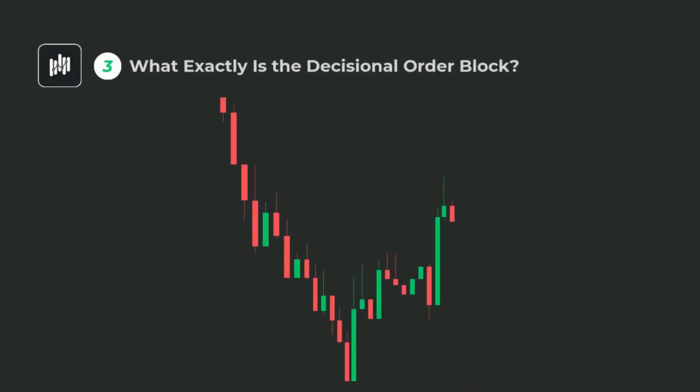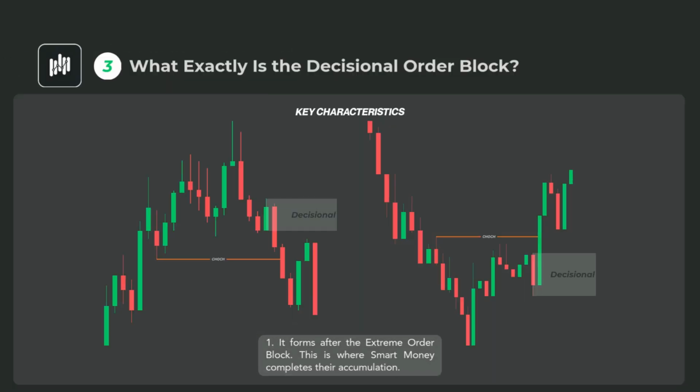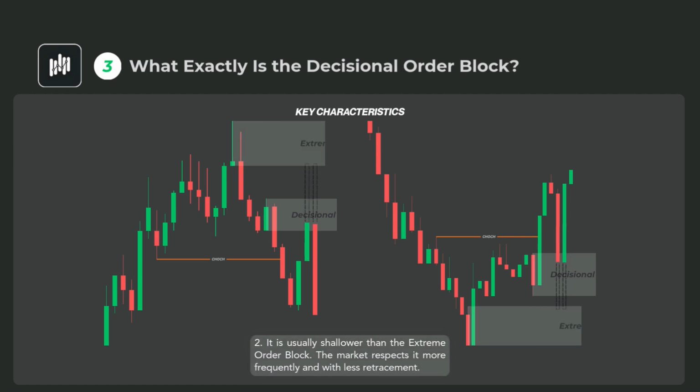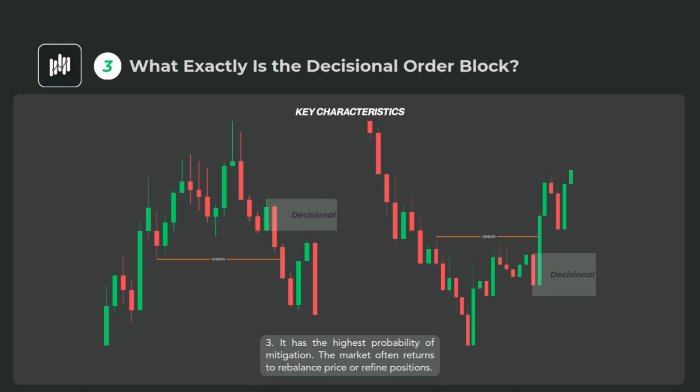Section 3. What exactly is the decisional order block? The decisional order block is the zone where smart money makes the final decision to commit to the trend. This is the most important and most reliable order block in the structure. Key characteristics. 1. It forms after the extreme order block. This is where smart money completes their accumulation. 2. It is usually shallower than the extreme order block. The market respects it more frequently and with less retracement. 3. It has the highest probability of mitigation. The market often returns to rebalance price or refine positions.